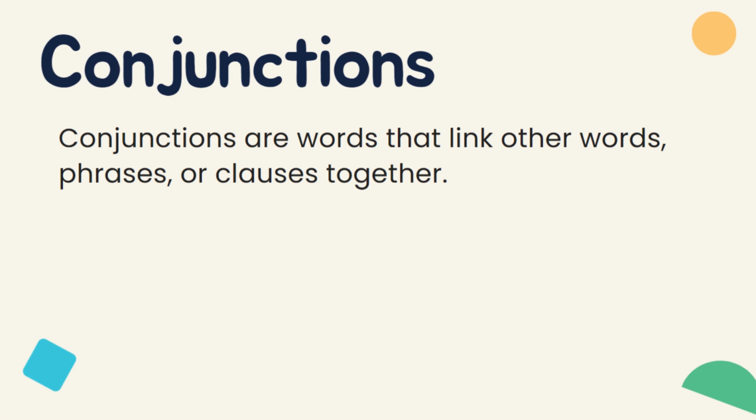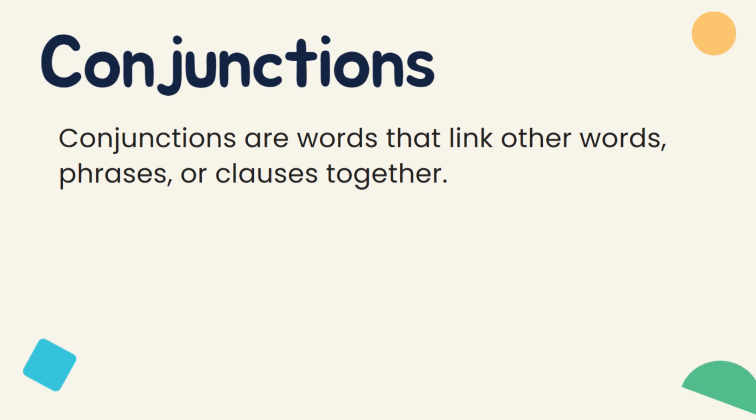And next, let's proceed to the conjunction. So for the conjunction, it is an inflected linguistic form that joins together sentences such as clauses, phrases, or words. For example is and, or, so, since, for, because, as, but, and so on and so forth.